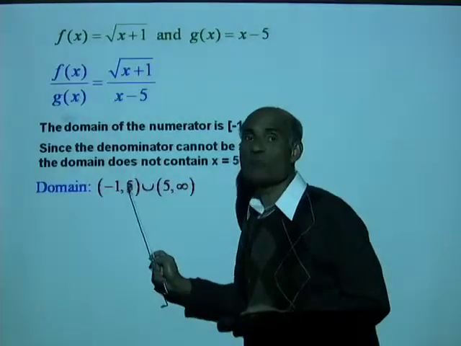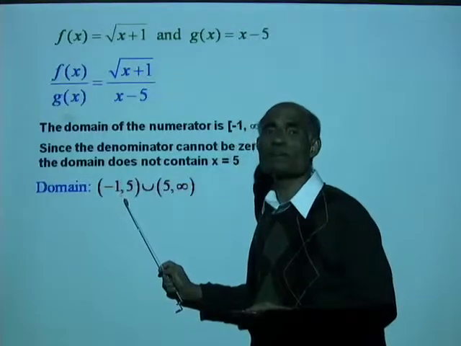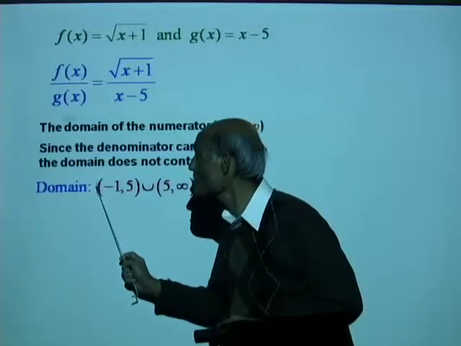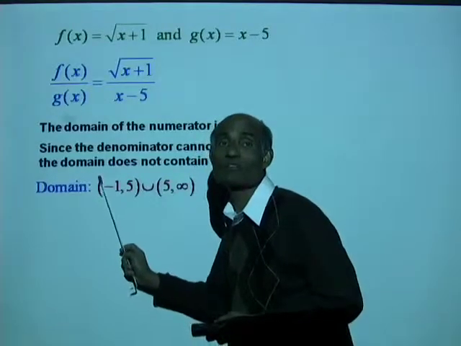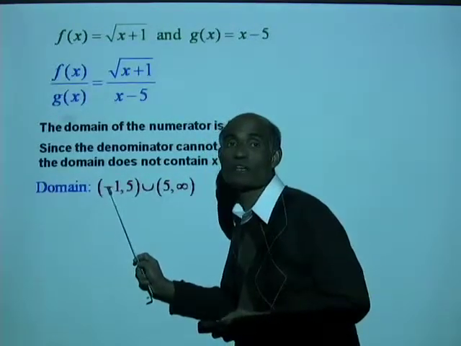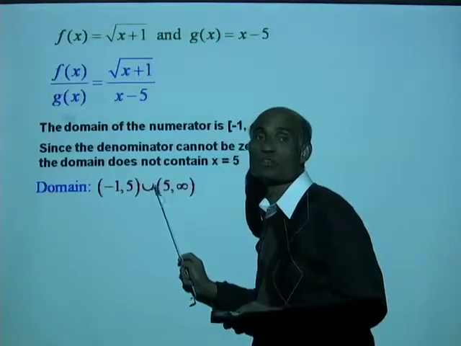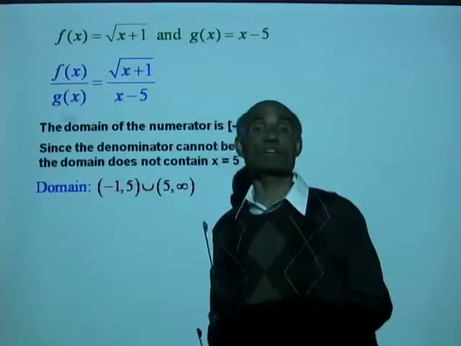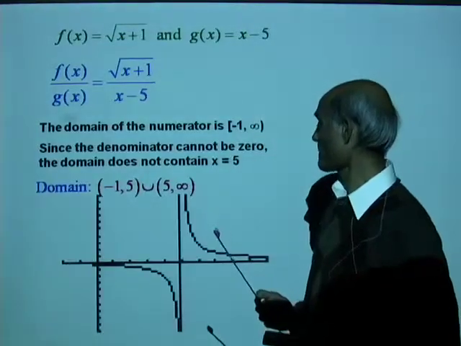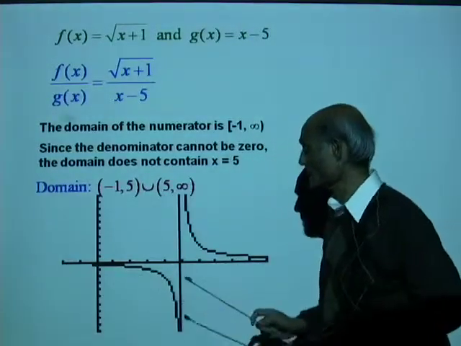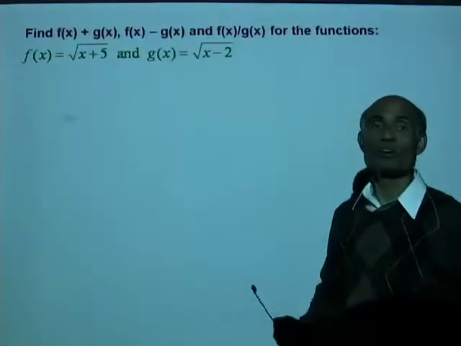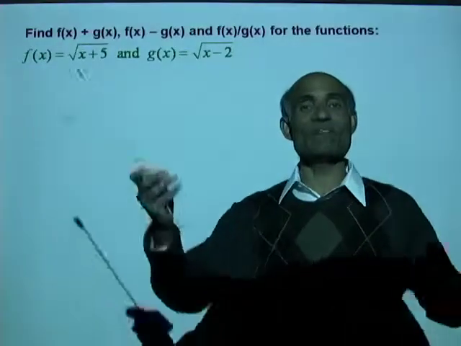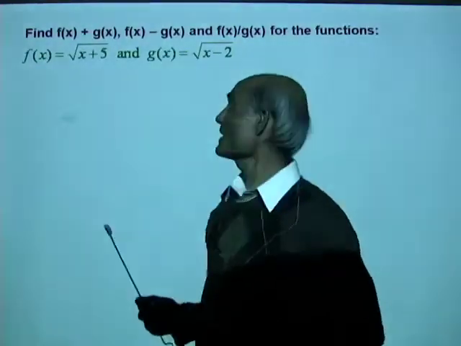Now, is -1 included in the domain? Yes, it does. So it must actually be a bracket, not a parenthesis. So it'll be square bracket, -1 to 5, union 5 to infinity. It means 5 is not included in the domain. And you can see here in the graph of f of x over g of x, x equal to 5 is not in the domain. There's a break in the graph at x equal to 5.